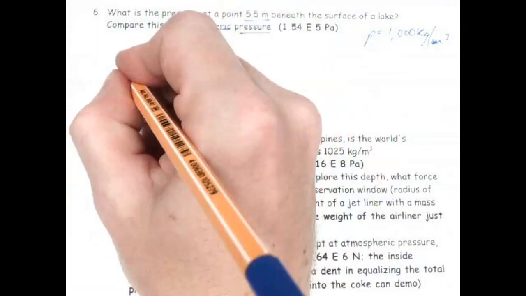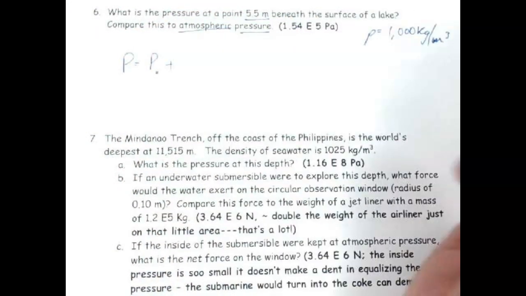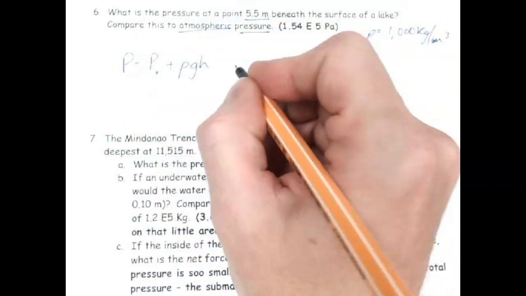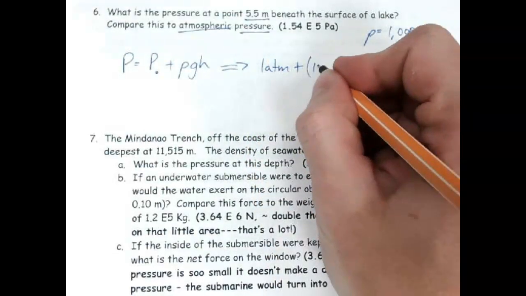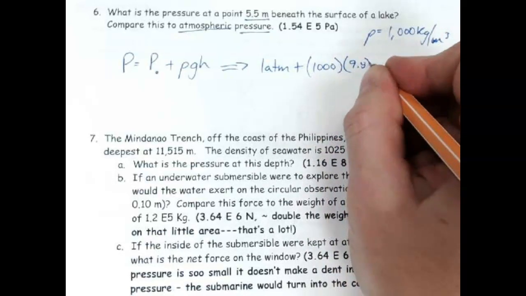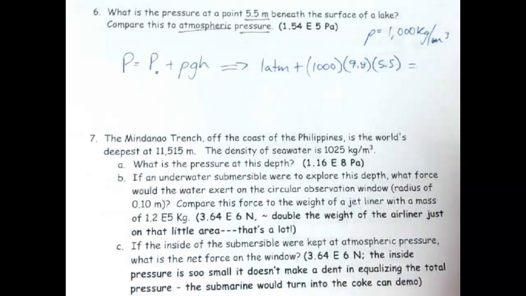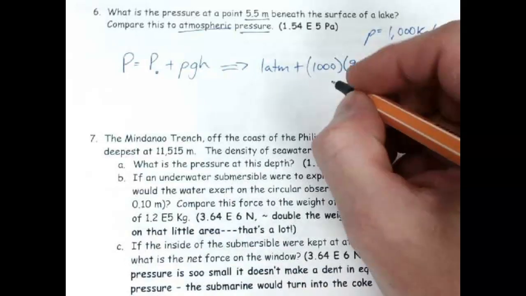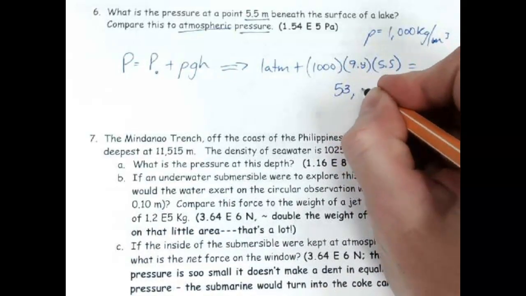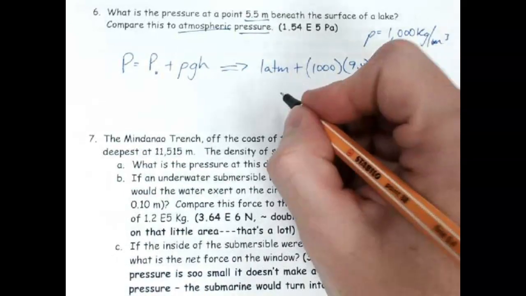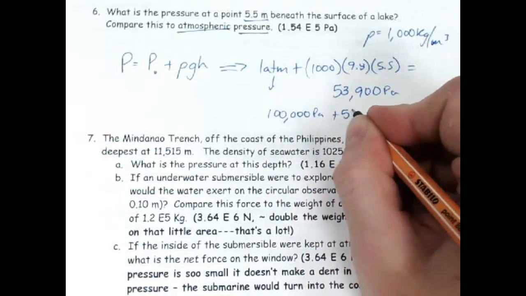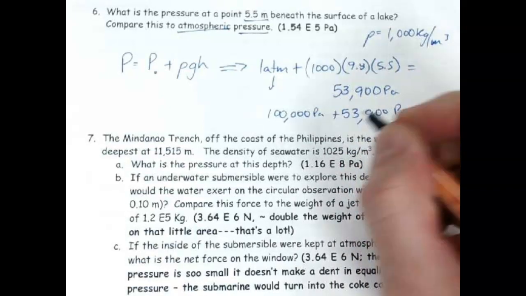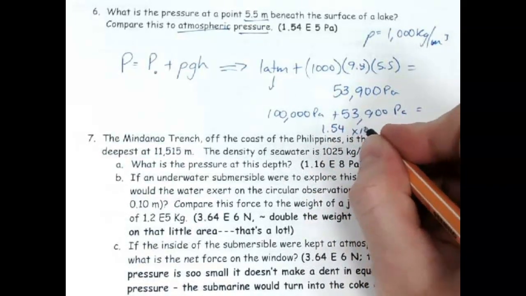Okay, and since it's comparing to atmospheric, we're going to use our atmospheric plus our rho g h, which would give me 1 atm plus 1,000 times 9.8 times 5.5. So 1,000 times 9.8 times 5.5 would give me 53,900 pascals. But remember, it's one atmosphere, so 100,000 pascals plus 53,900 pascals equals 1.54 times 10 to the 5th pascals.